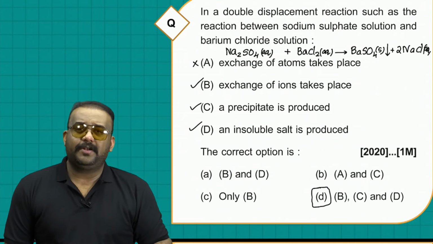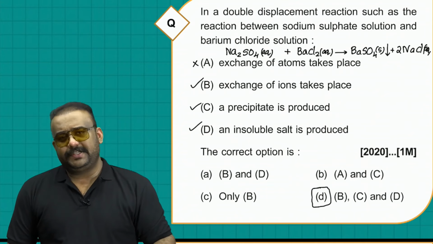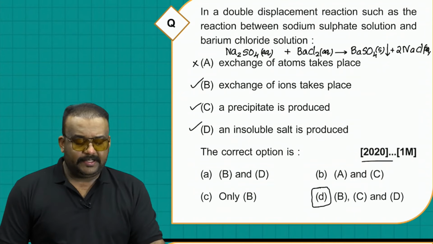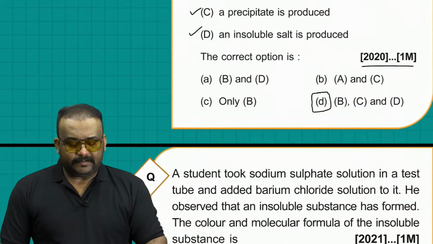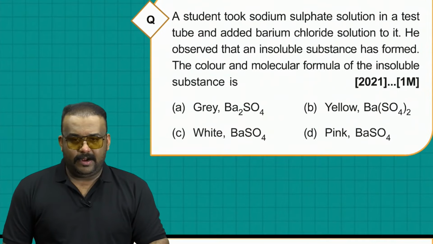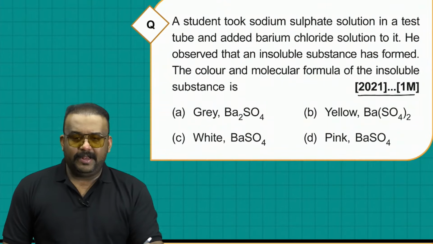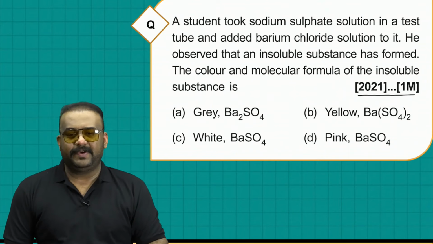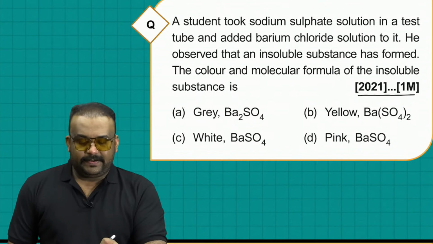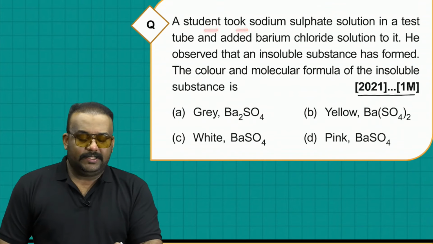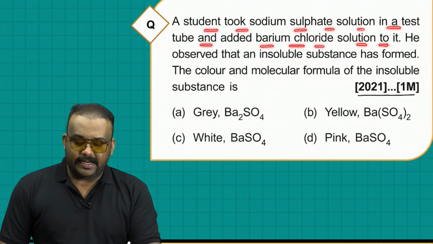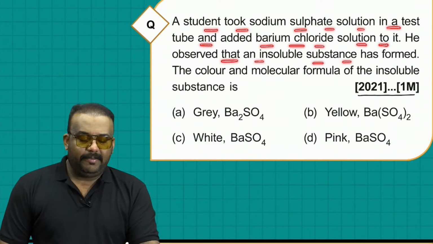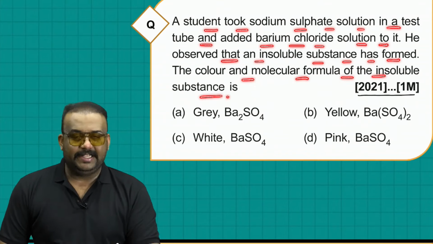So this double displacement related question is a very frequently asked question. You can see this question is asked in 2020. If you go into the next question, you can see in 2021, a similar concept based question is asked. Look at this question. A student took sodium sulfate solution in a test tube and added barium chloride solution into it. He observed that an insoluble substance has formed. The color and molecular formula of the insoluble substance is.